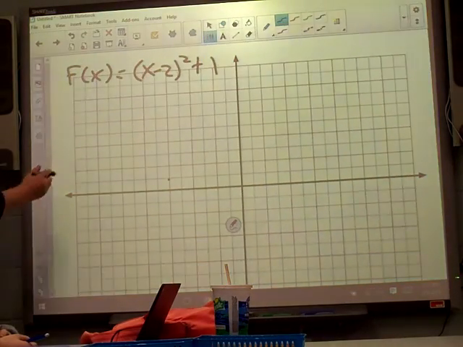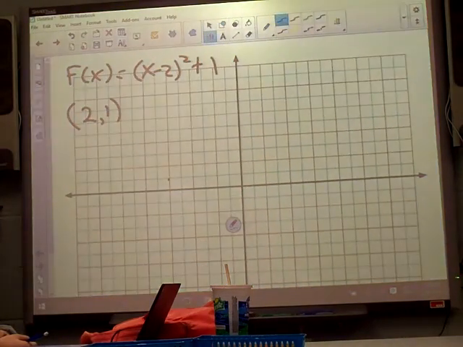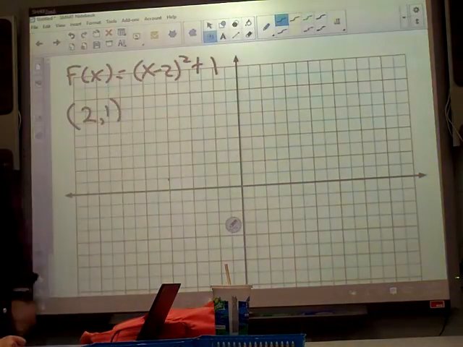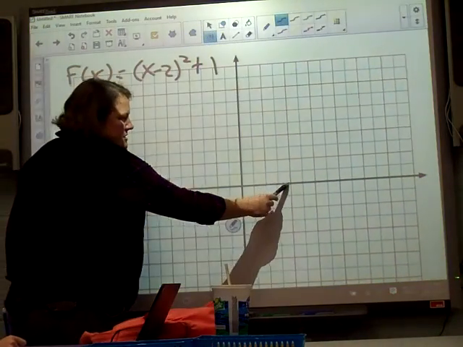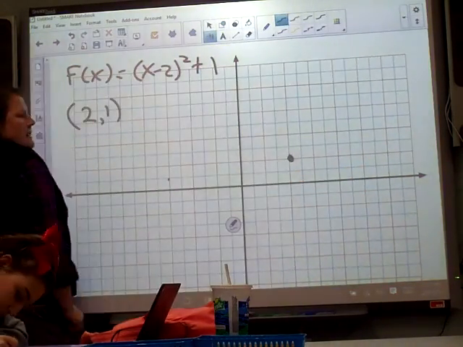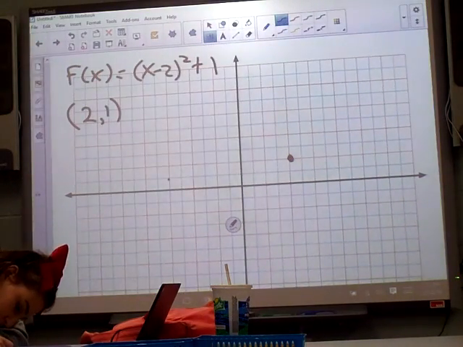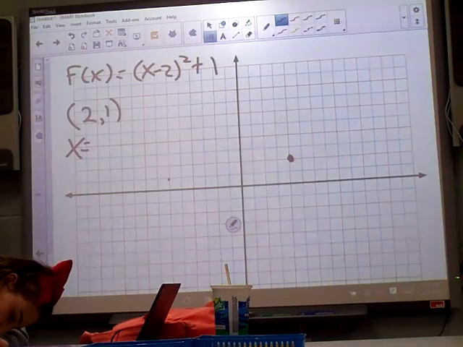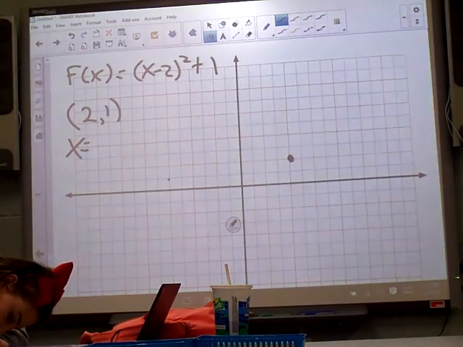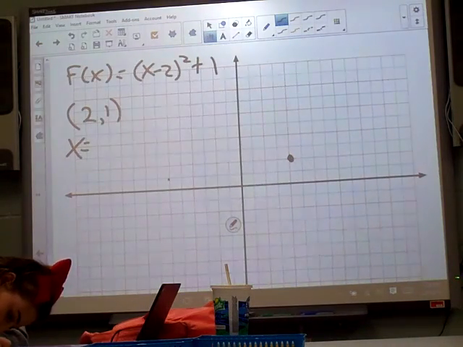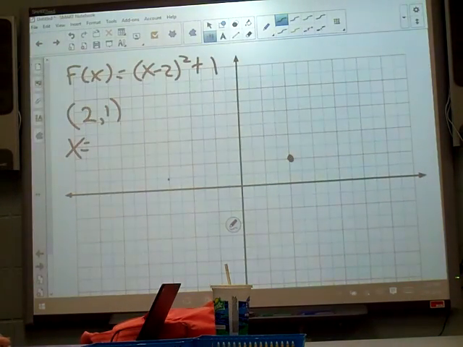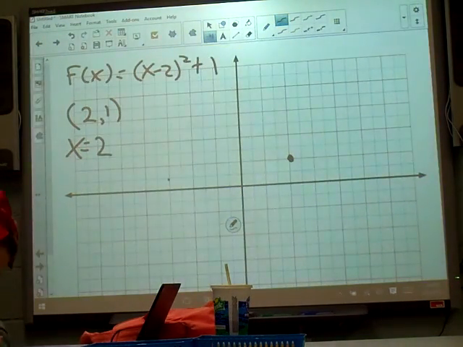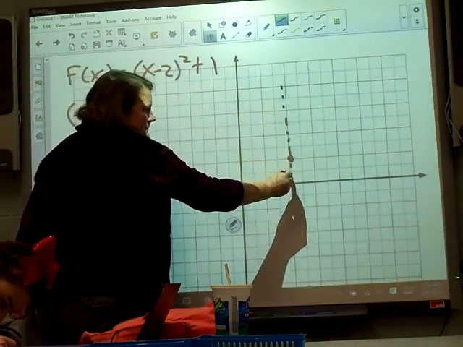(2, 1). Remember, the x is always the opposite sign. It was a negative 2, so we took a positive 2. Y gets the sign right. It is what it is. Okay, so the vertex goes over 2 and up 1. That also tells you your axis of symmetry. x equals what is your axis of symmetry? 2. Chase had it. It's the x of the vertex, right? Because it's got to be in the middle on that.